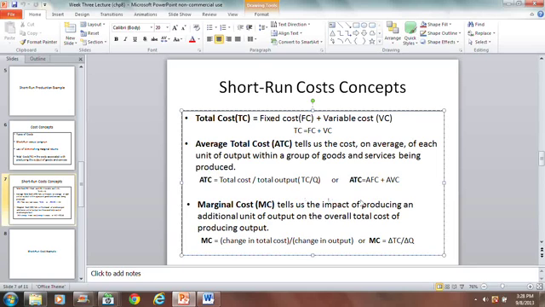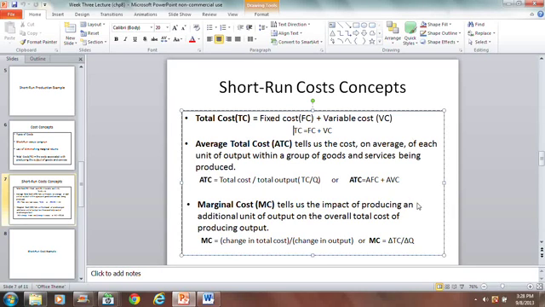Another way of defining the average total cost is the average fixed cost plus the average variable cost. And from your reading, of course, average fixed cost is simply fixed cost divided by quantity. And the average variable cost is, of course, variable cost divided by quantity. All right. So either way, you can define average total cost as total cost divided by quantity, or the sum of average fixed cost plus average variable cost. And I will demonstrate that in a second.